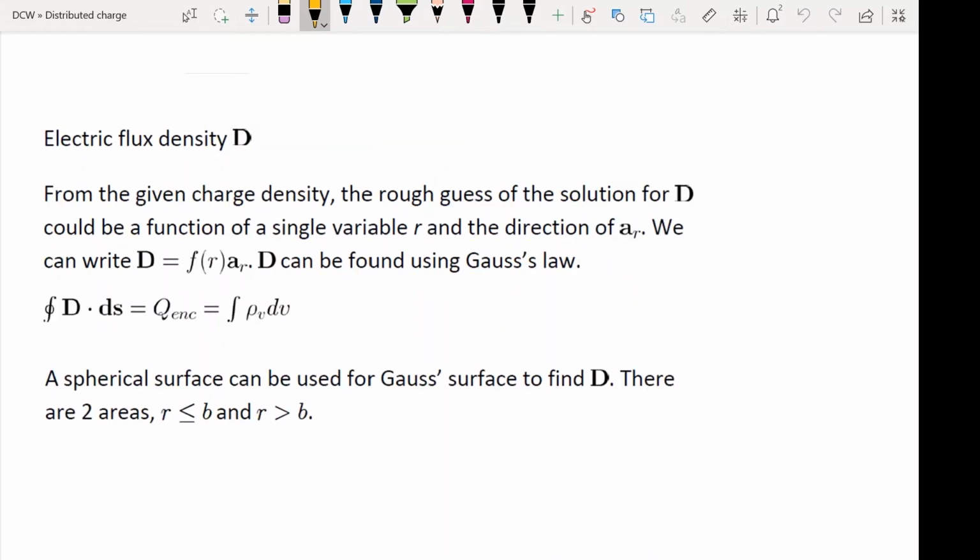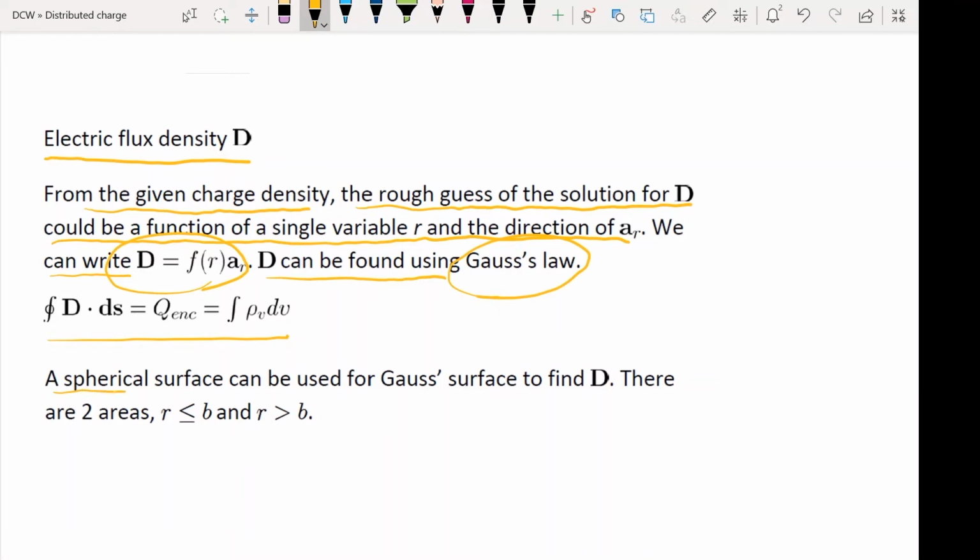Electric flux density D, we can guess the form of D from the given charge. It should be a function of only one variable R, or radial distance, and its direction should be pointing outward from the origin, which is called a_R, a radial vector. We can write the form of D as this. D can be obtained using Gauss' law. A spherical surface is used for the Gauss surface to compute both sides of the Gauss law.